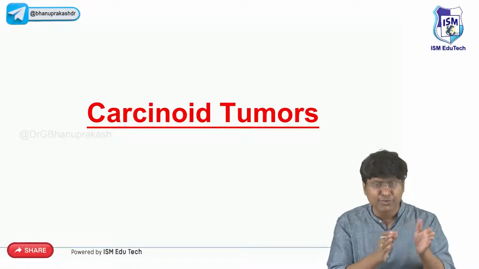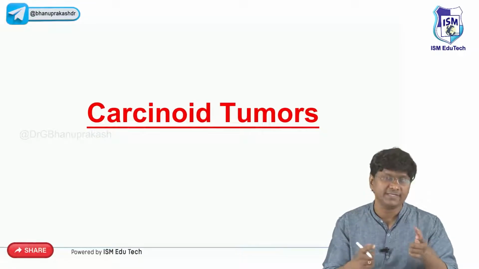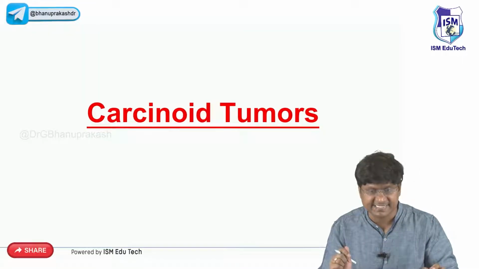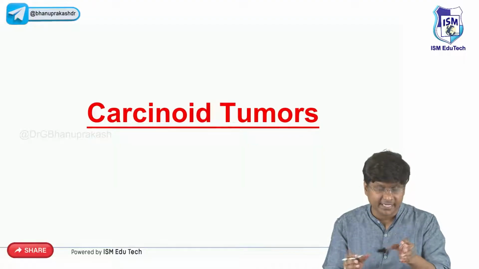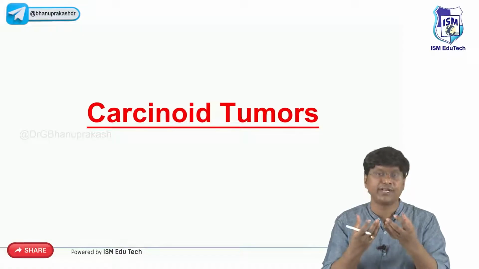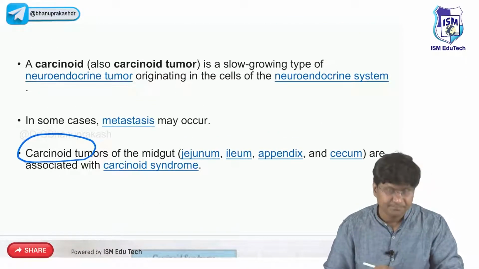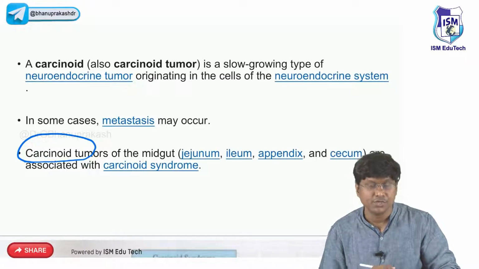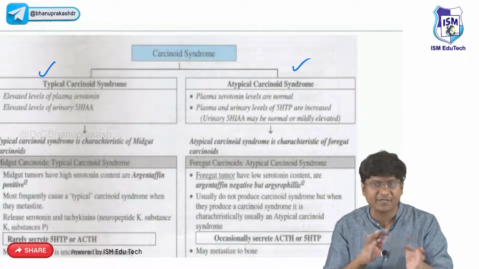It is a neuroendocrine tumor where there is excessive production of 5-hydroxytryptamine, that is serotonin. And this carcinoid syndrome is coming from those neuroendocrine tumors, that we call the carcinoid tumors. So we have the typical carcinoid and atypical carcinoid. What is the difference between these two?